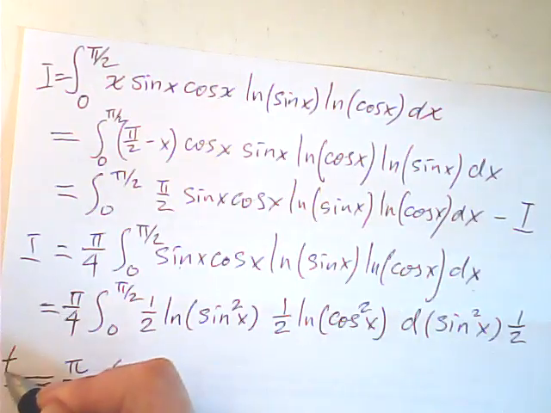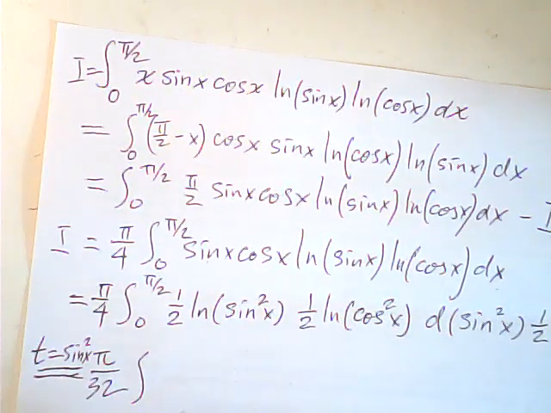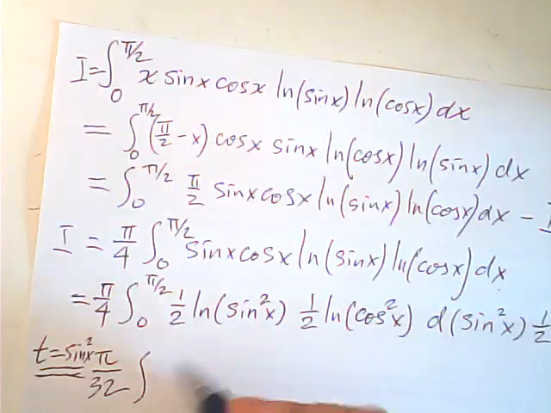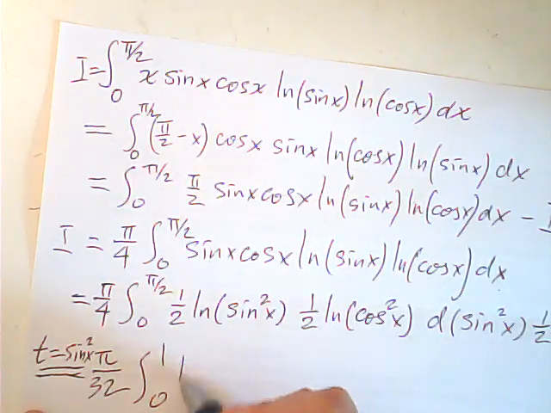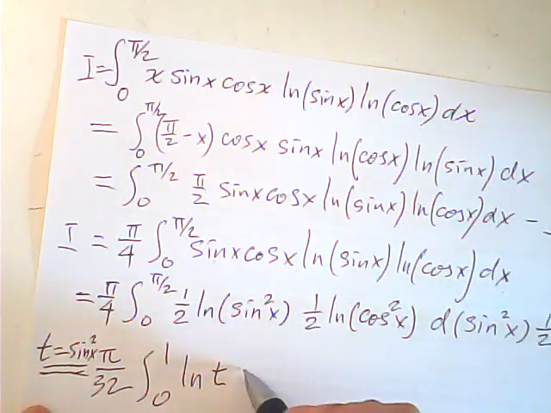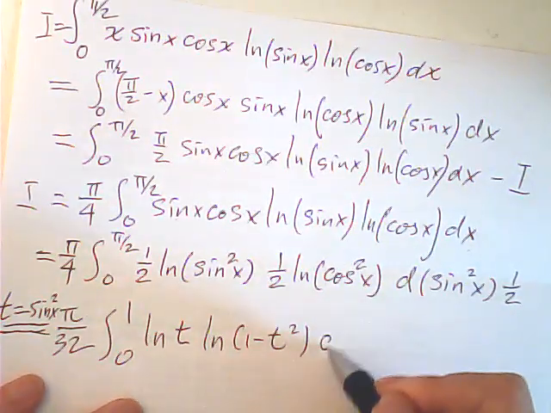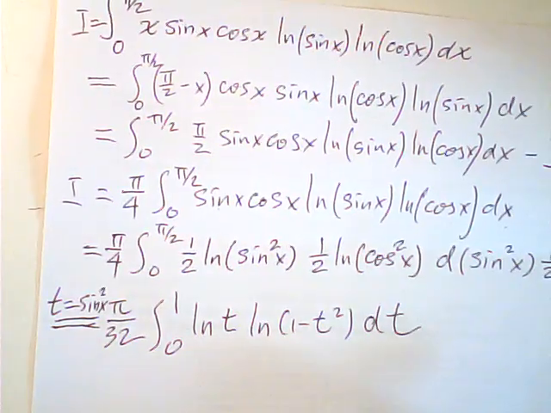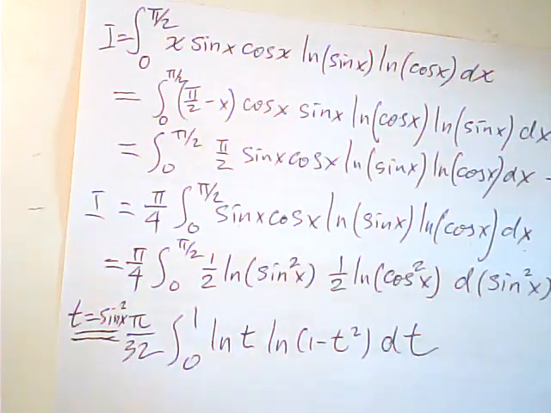I let t be sine square x. So this becomes 0 to 1 now, right? This is a log t, log 1 minus t squared, right? And dt. Wow, it's good. See, the integral has been much better now, simpler.